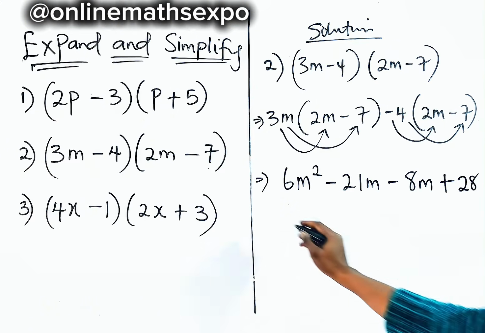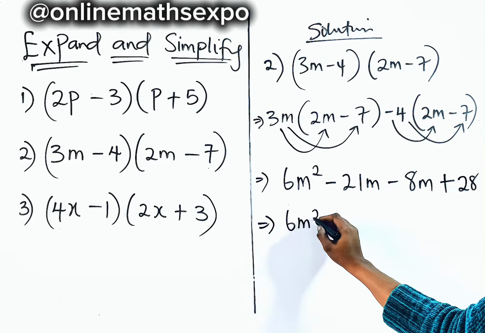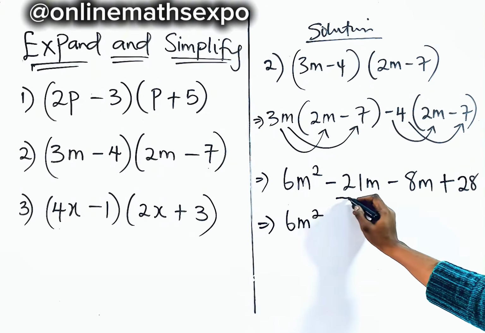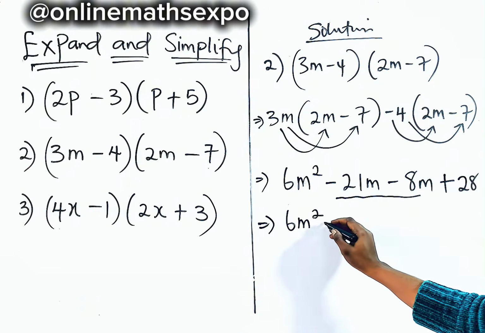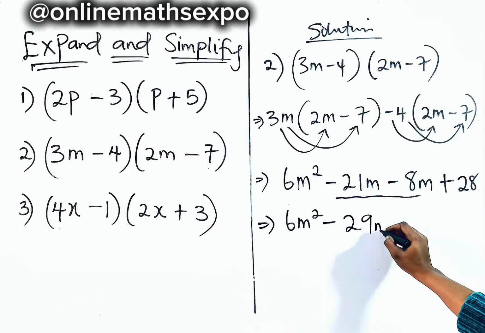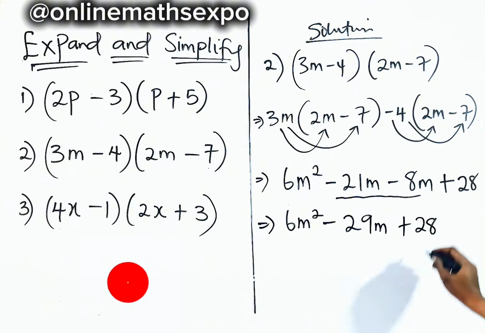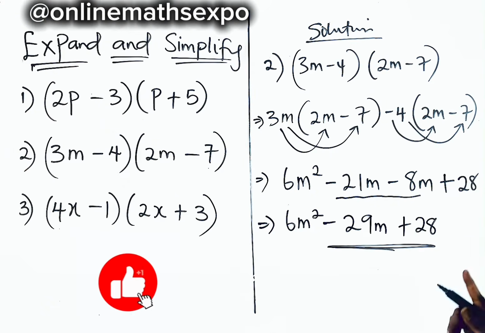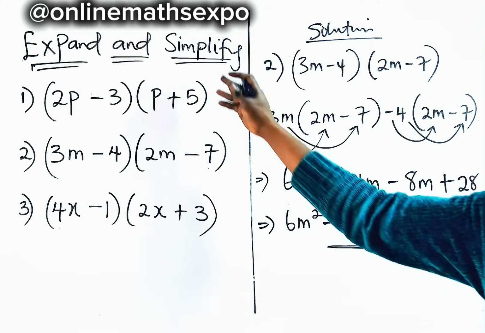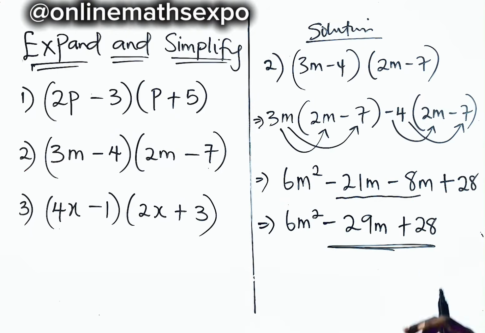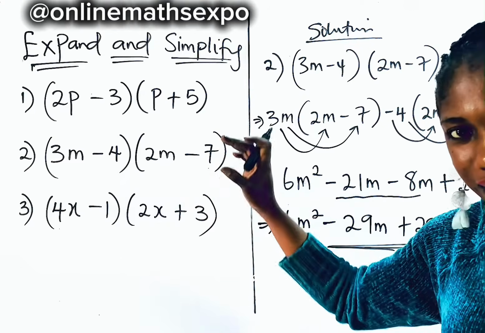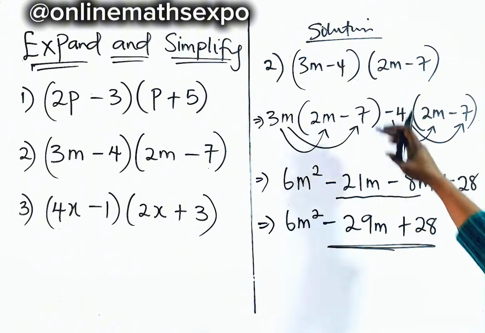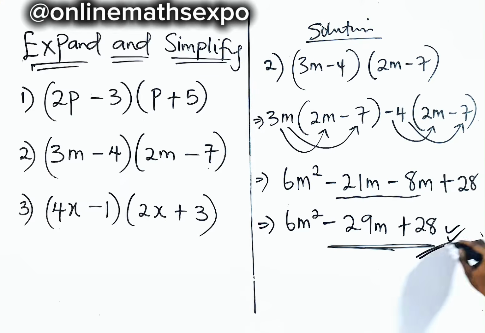You are done. So simplifying, we have 6m squared. Now you are adding these two values. Negative 21, negative 8 gives us negative 29m. Then add 28. So this is what we have. Remember we said don't put equal sign here because this is an expression. And note that you are not expected to get the value of m because it is still an expression. So this is what you are only expected to do.